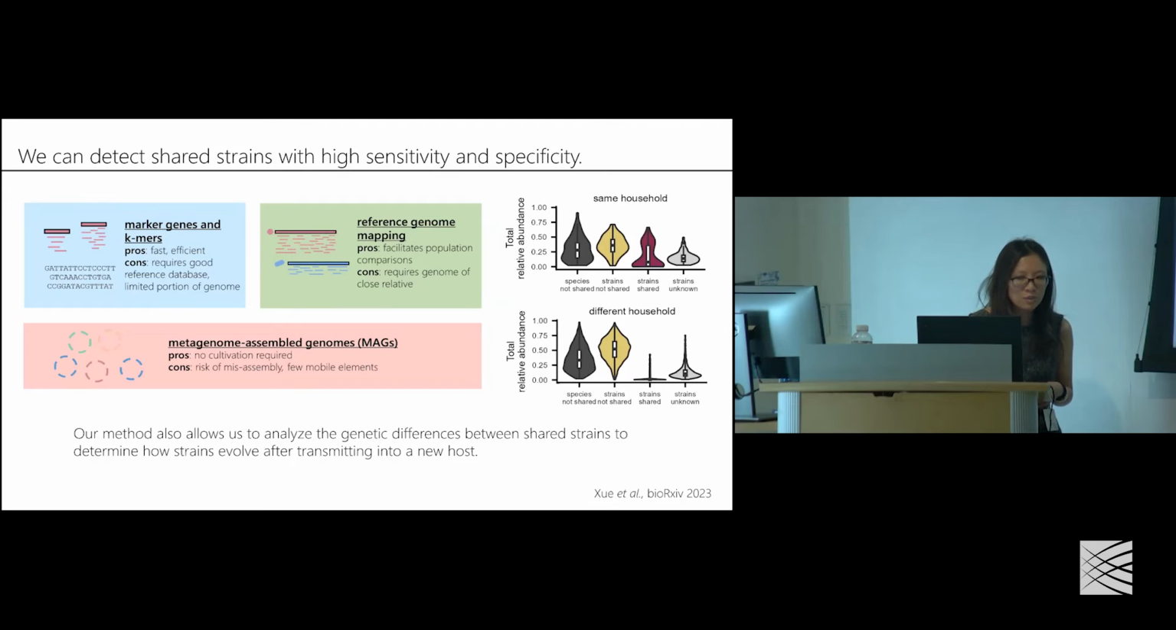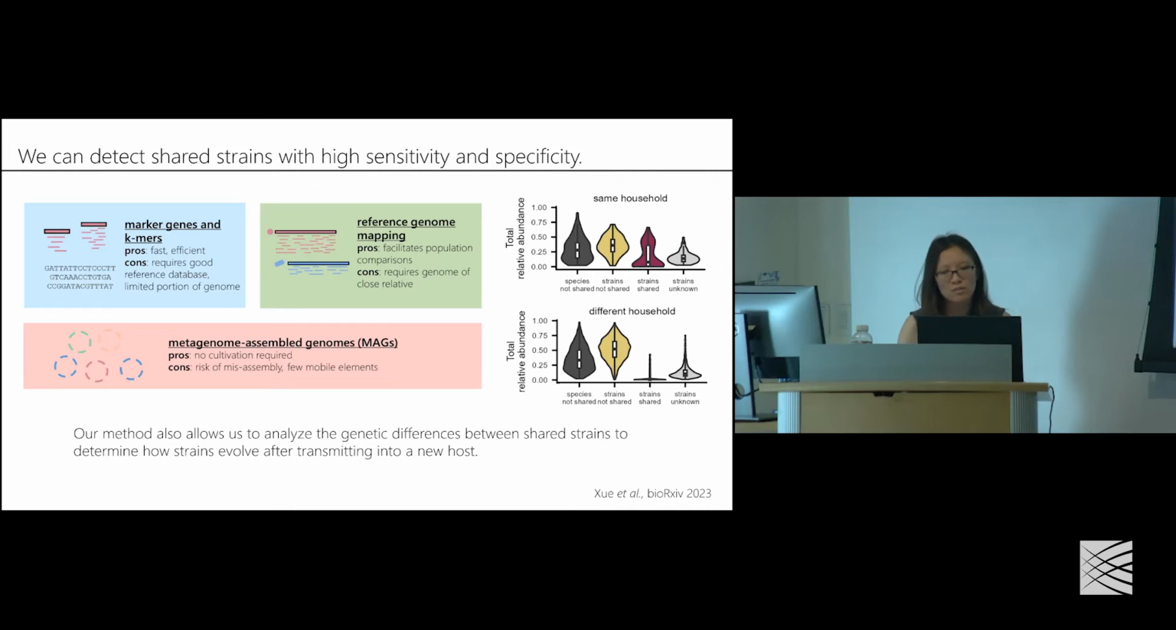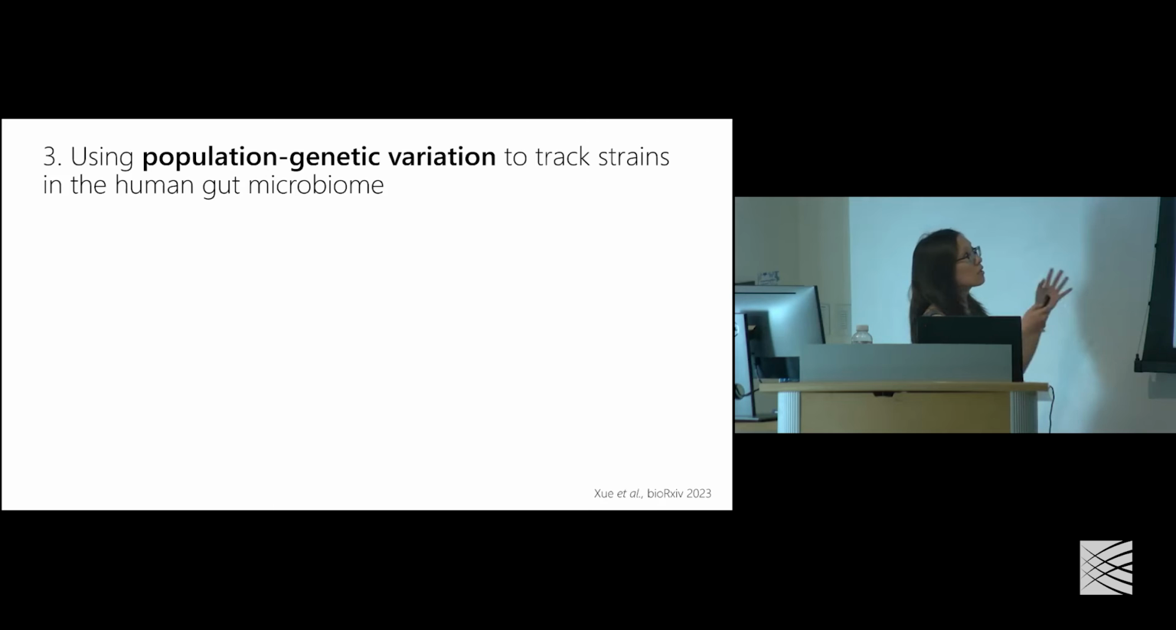I want to mention that this methodology that we've developed can also allow us to analyze the genetic differences between shared strains that accumulate after transmission. So we can see two people share a strain, it's nearly identical, but there are 12 genetic differences. We have not actively looked into that in our data, but that's something that we can do with these reference genome-based methods.